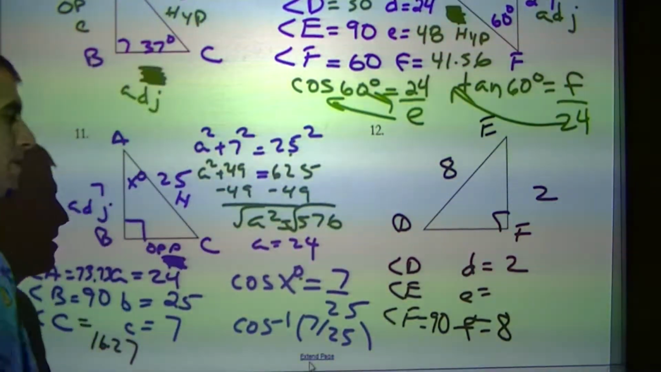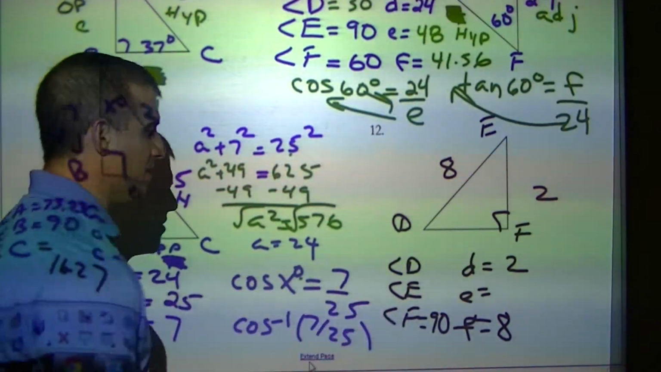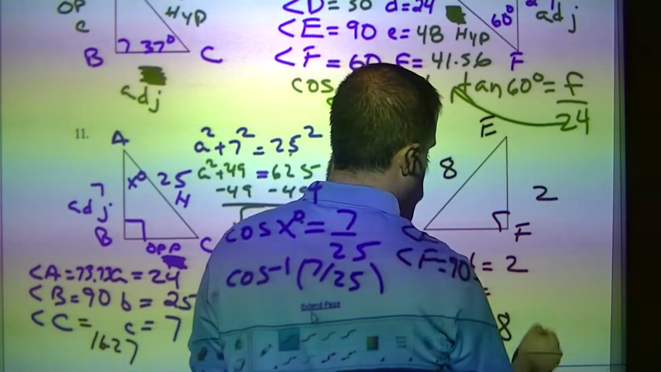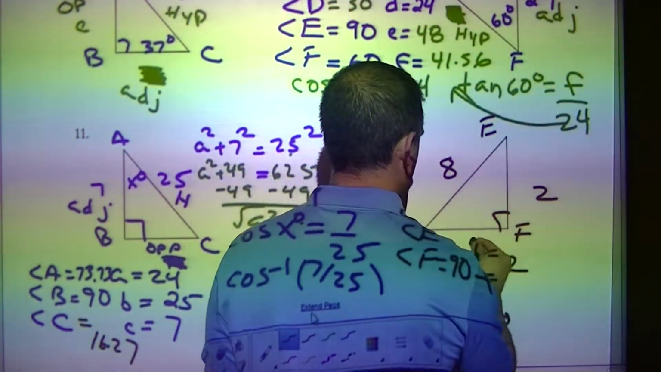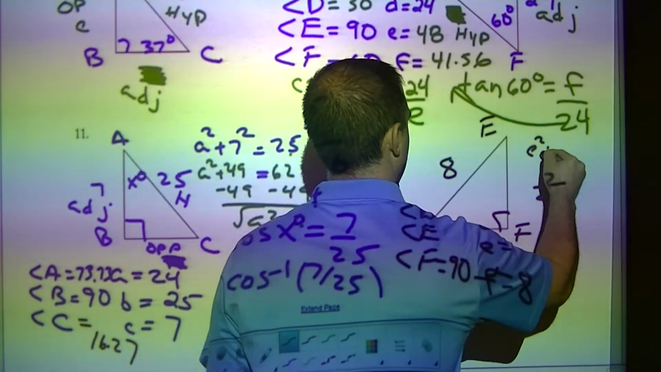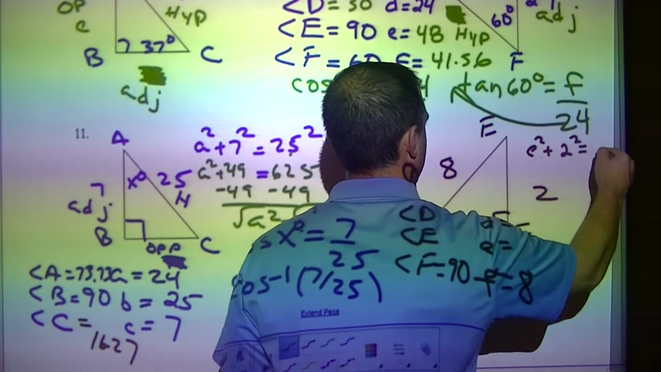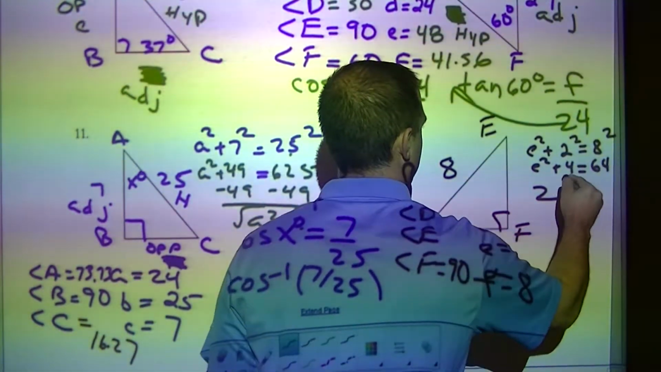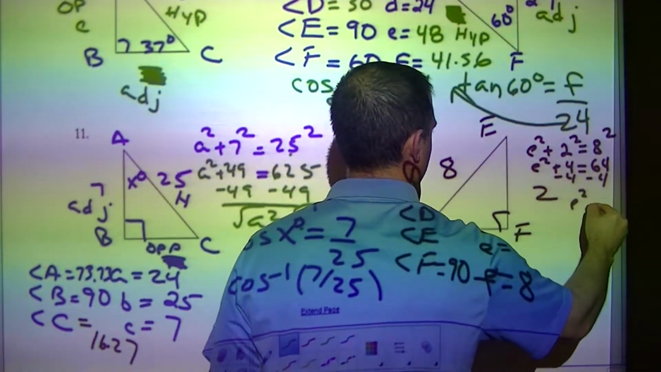So if I want to find E over here, let's say I want to do little e. I'm going to do e squared plus 2 squared equals 8 squared. So that's e squared plus 4 equals 64. I would subtract the 4. That's e squared equals 60.